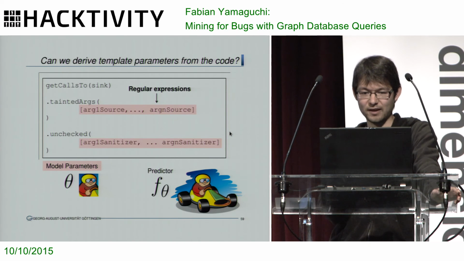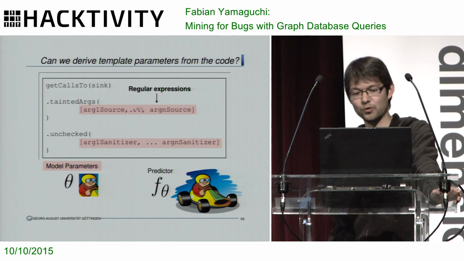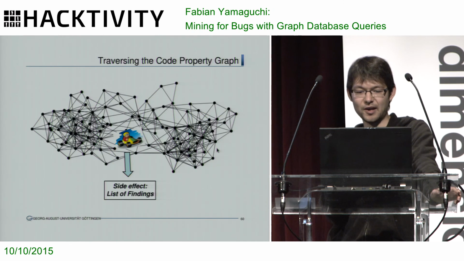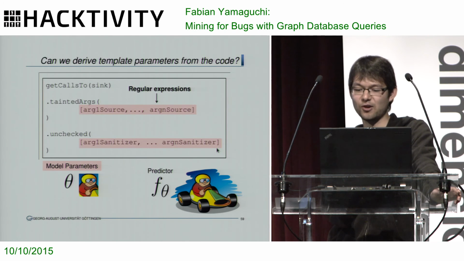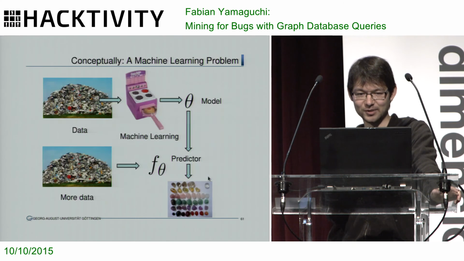So yeah, that's the scenario. Here's our template. We want to learn regular expressions for this, both for the sources and for the sanitizers. You can think of this as a little car, and what you're learning here is the model parameters. That's the driver of the car. Once you have that car, you put it into the code property graph. It drives down the code property graph, and as a side effect, it gives you a list of findings.